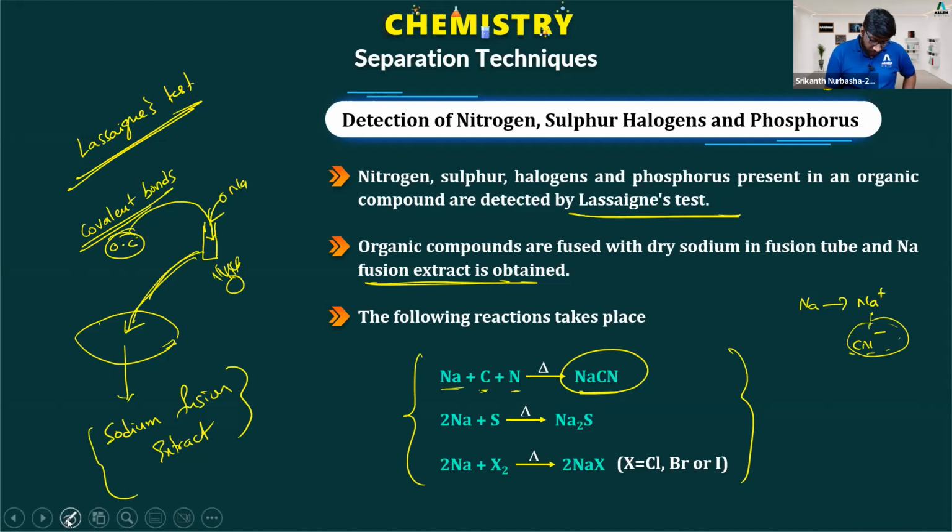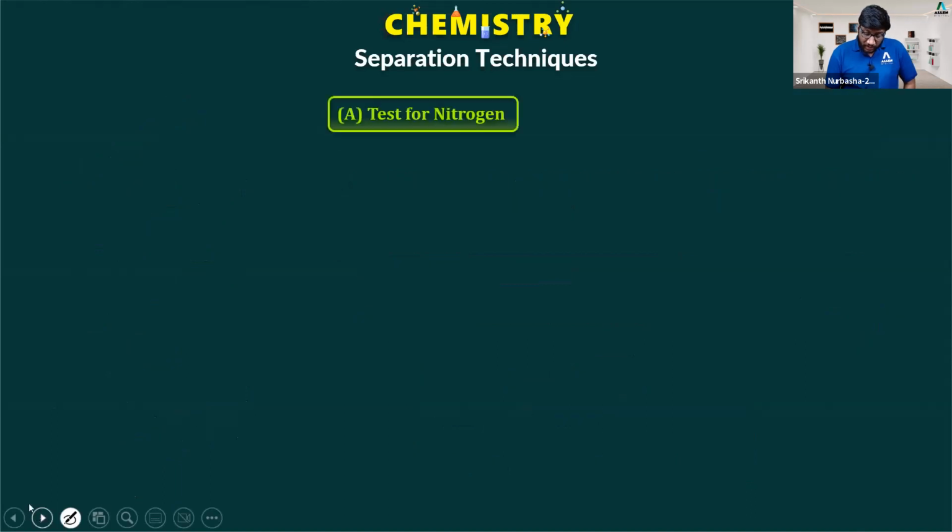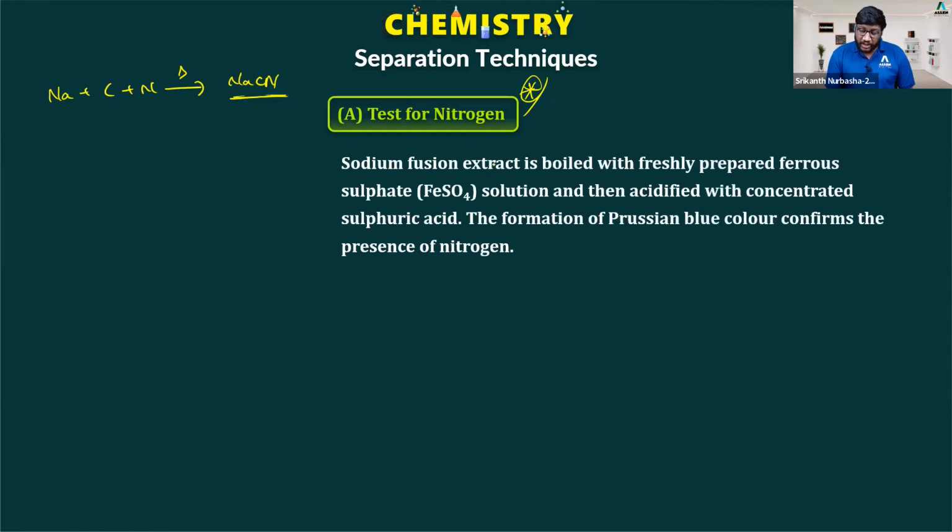Okay. So let us now go back to the reactions. First, the test for nitrogen. If we have nitrogen, then sodium plus carbon plus nitrogen will form NaCN. This is what will happen in the sodium fusion extract. NaCN is there. Now the sodium fusion extract is boiled with freshly prepared ferrous sulfate. Fe2+ ions are there. Fe2+ ions will try to form what type of complexes? Octahedral or tetrahedral? From your knowledge of coordination chemistry, what can you say?